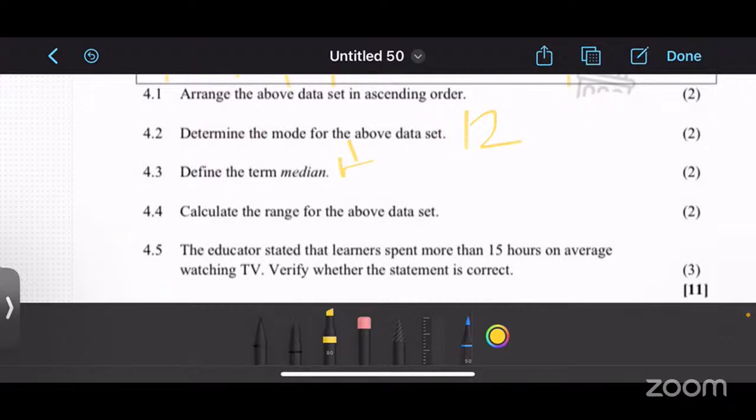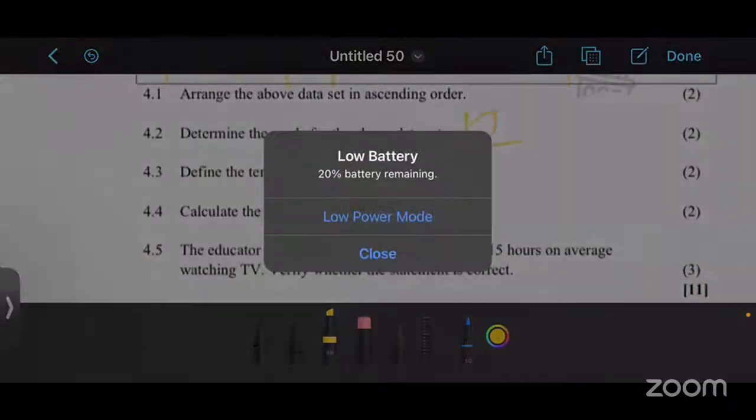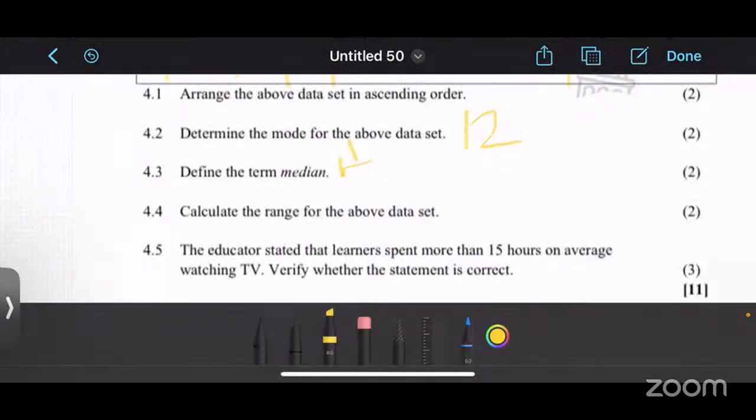Ma'am, so it would be 373, right? That's the total over 25. And that gave me 14.92, which is not necessarily 15 hours. I don't know if we are meant to round it up, because if you do round it up, it would be 15 hours, but it is 14.92. So I don't know.